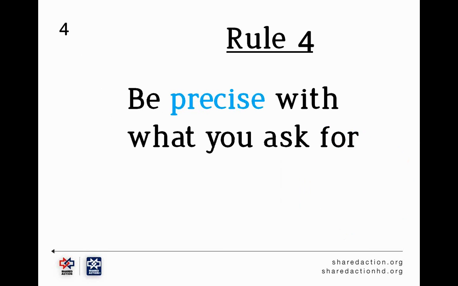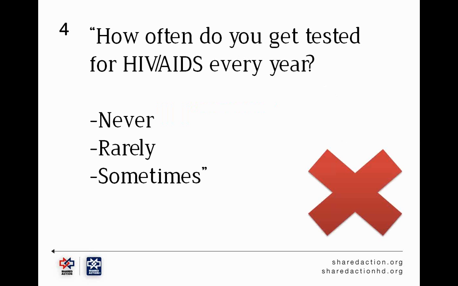Rule 4 is you always want to be precise with what you ask for. And this is talking less about the question and more about the response categories, A, B, C, and D, that you give them. For example, if I ask you, how often do you get tested for HIV and AIDS every year? Never, rarely, or sometimes. My rarely may be your sometimes.